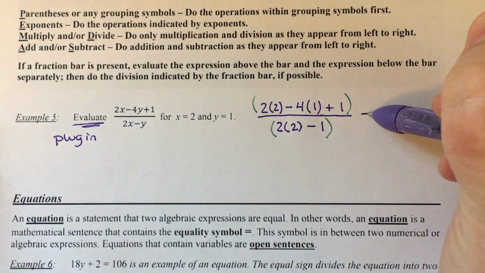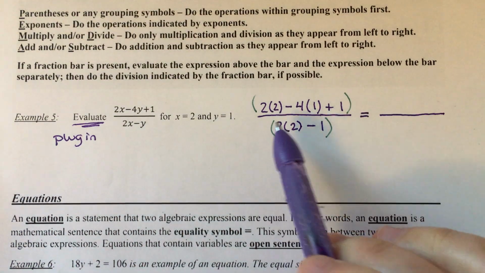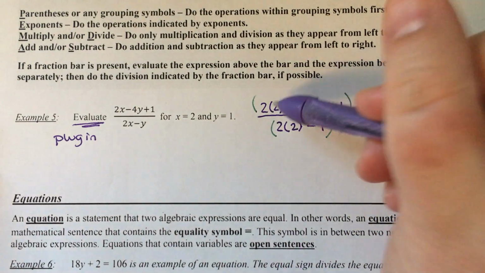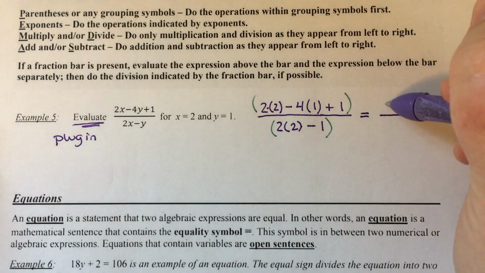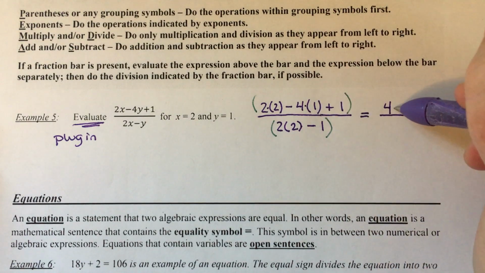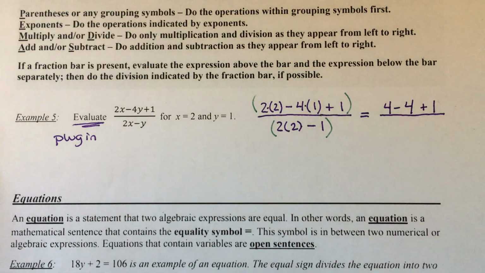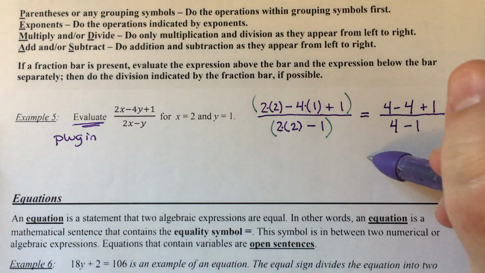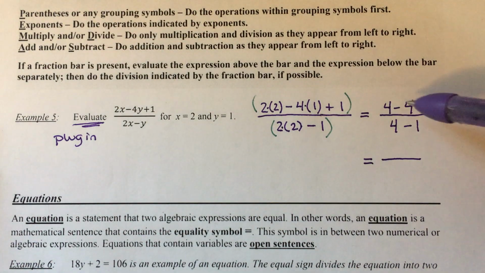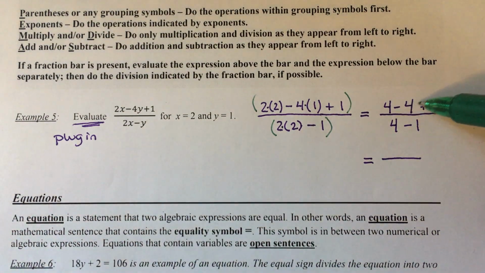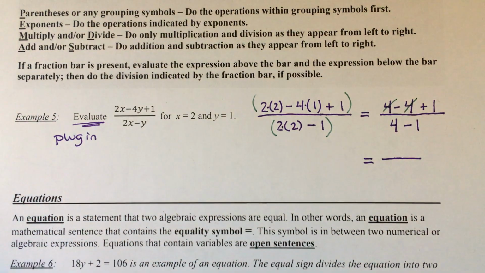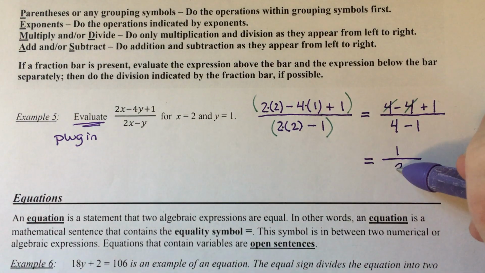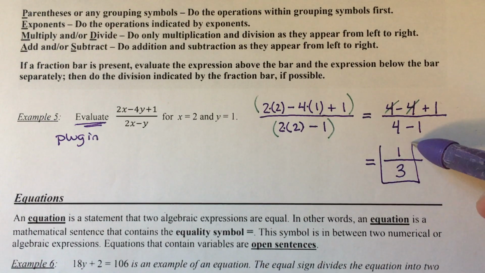So let's simplify what's in the top first. There are no exponents, but I do see multiplication. 2 times 2 is 4, and 4 times 1 is 4. Same with the bottom. There's a multiplication. 2 times 2 is 4. And then the addition and subtraction we're going to do in the next step. 4 plus 4 and minus 4 cancel. So we just get 1 in the top of the fraction. 4 minus 1 is 3 in the bottom. And then that's our answer, 1/3.